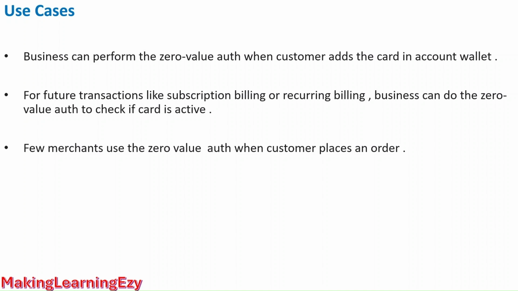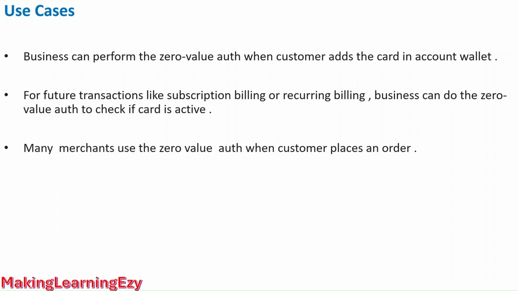Business can perform the zero value authorization when a customer adds the card in the account wallet. For future transactions like subscription billing or recurring billing, business can also do the zero value authorization to check if the card is active or not. If the card is active, business saves the card details for the future billing.